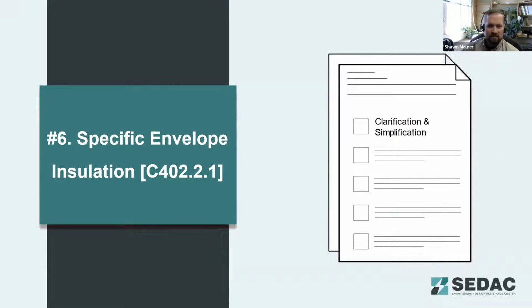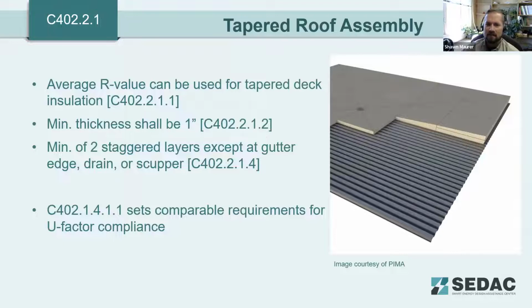Looking at some specific envelope insulation requirements, there's been some clarification and simplification in the 2021 IECC. Mainly looking here at the tapered roof assemblies. We had some questions last year about the language in the 2018 IECC for how tapered insulation should be applied to ceilings or insulated roof decks. The 2021 has done a great job of clarifying that and simplifying that language.